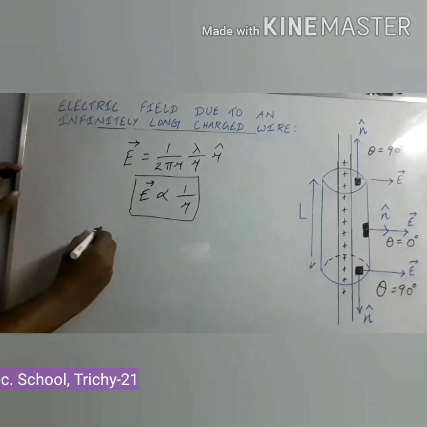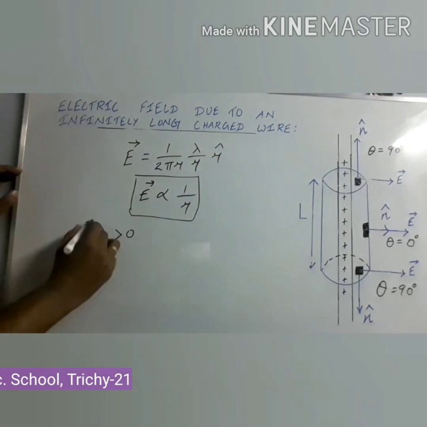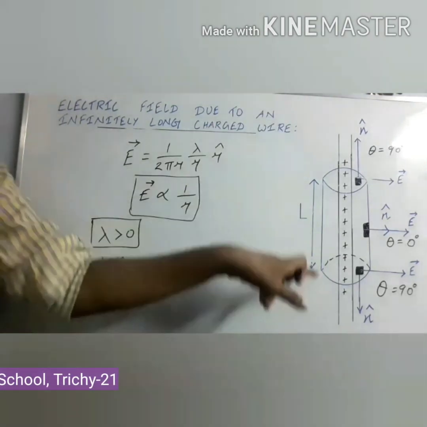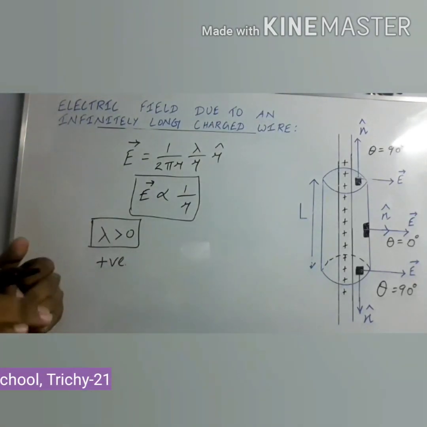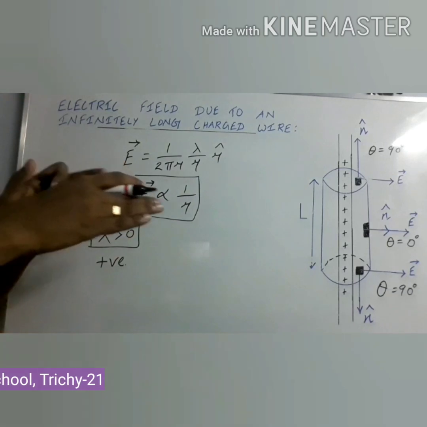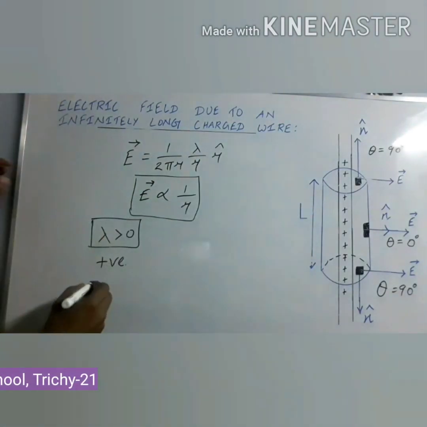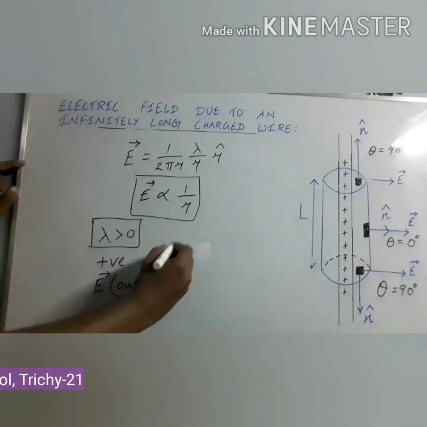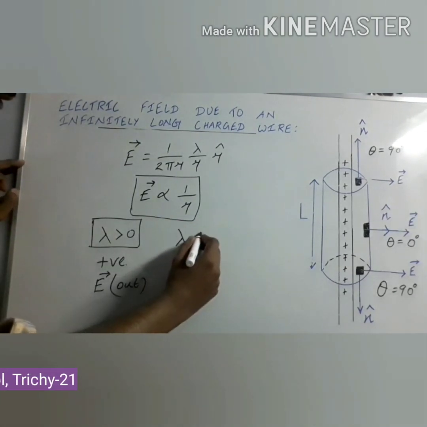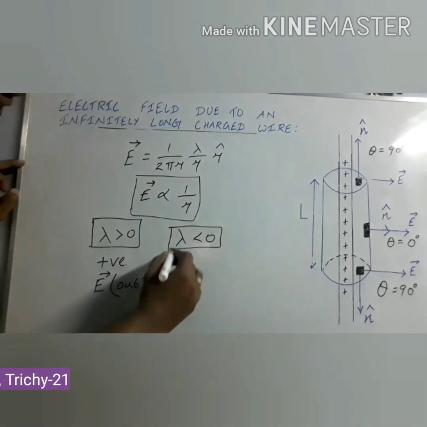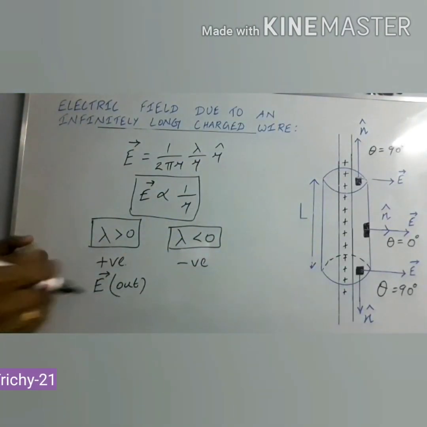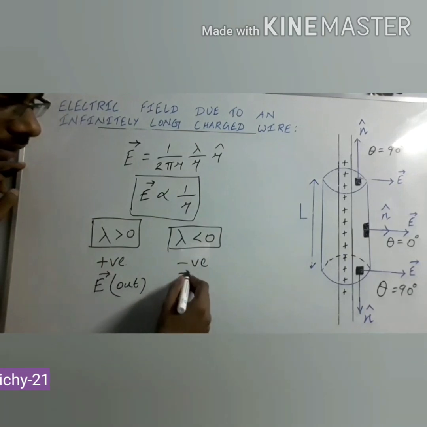Another thing: if the lambda value is greater than 0, that means it is a positive value, then the charged wire has positive charges. And what happens to the direction of the electric field? It acts radially outwards. Likewise, if lambda has a value lesser than 0, that means it contains negative charges. Then what about the electric field? The electric field acts inwards.